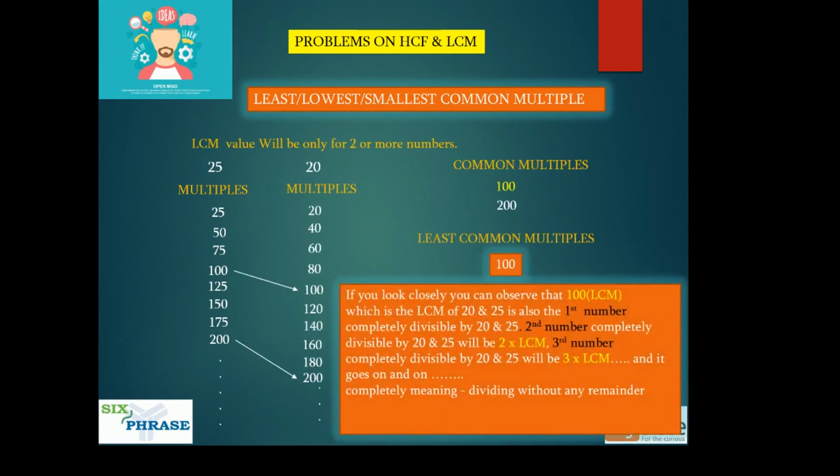Here I told you 100, which is the LCM, is the first number divisible by both 25 and 20. So what is the next number divisible by both 25 and 20? It is 2 into LCM. Then the third number is 3 into LCM. This is the exact principle that we are going to be applying to solve this problem.